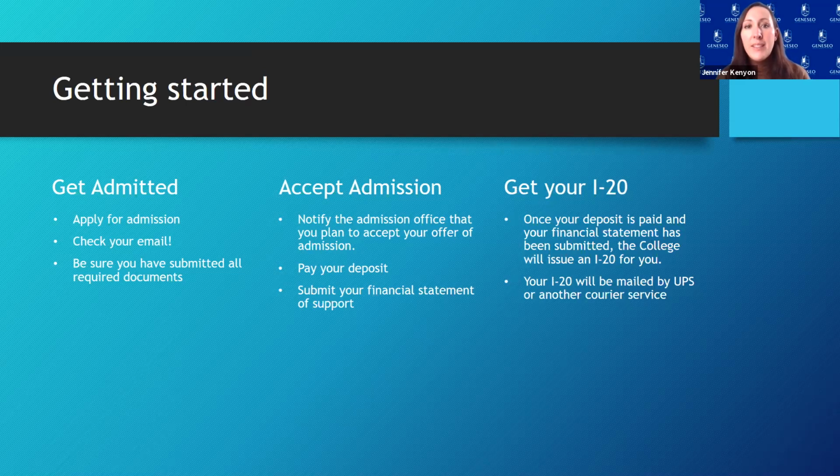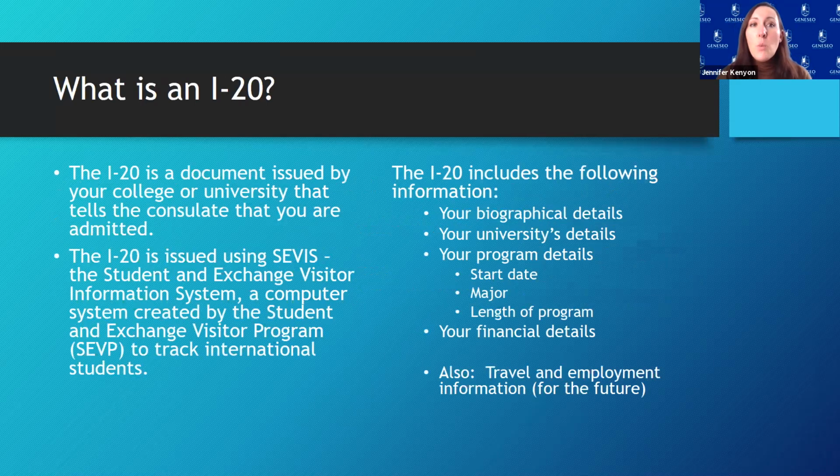This is very important. Another document that you have to be sure that you've submitted at this point is your financial statement of support. This is a document that we have to have before we can issue your I-20. That's required by the US government. So now that you've paid your deposit, now that you have submitted your financial statement of support, the school will issue your I-20. We're going to send that I-20 to you most likely through UPS, or some other kind of courier service so that we can track it to be sure that it reaches you safely.